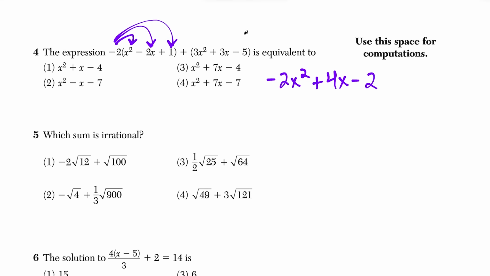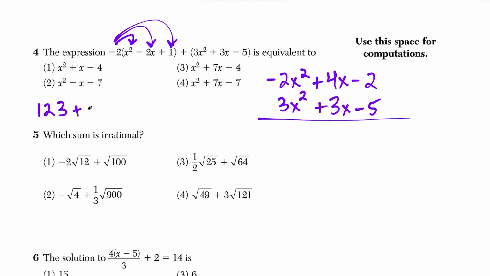And I'm adding this trinomial, but I'm going to write it underneath and line up the like terms. So 3x squared belongs under negative 2x squared. These are like terms. And then plus 3x is going to go under the 4x, and then minus 5 is going to go with the minus 2. And we're adding these together. This is a lot like if I were to add something like 123 plus 456. If we went back to elementary school math, we would line these up vertically. I would write 1, 2, 3, and 4, 5, 6 underneath and add them. And I would make sure to add the ones place, the tens place, and then the hundreds place.